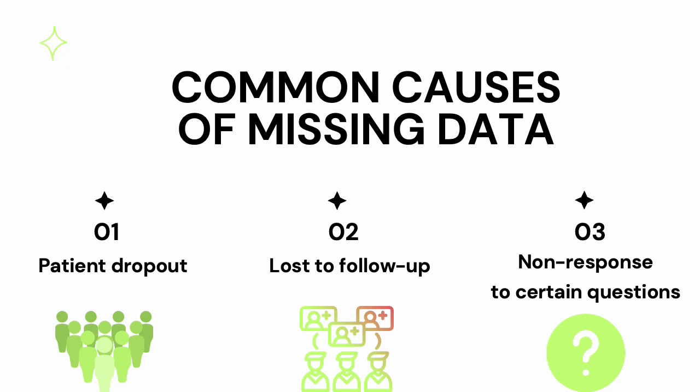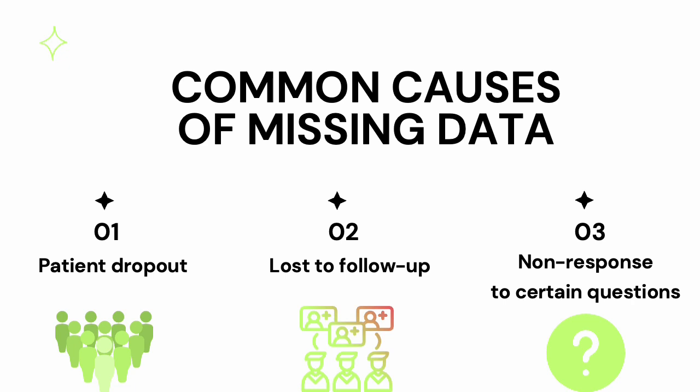Missing data can stem from various sources. First one, patient dropout. This could be due to side effects, lack of perceived benefit, or personal constraints. Implementing regular engagement strategies can mitigate this. Second one, loss to follow-up. Often due to logistical issues, improving follow-up methods can help.